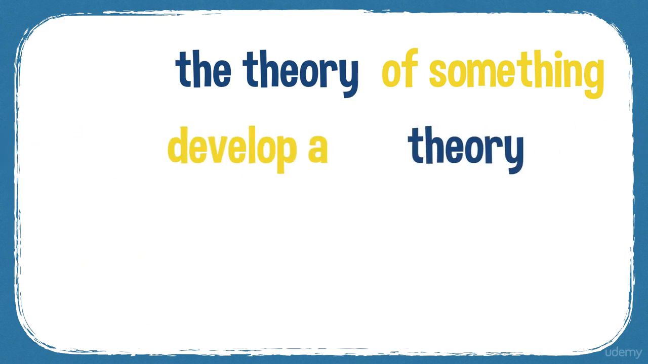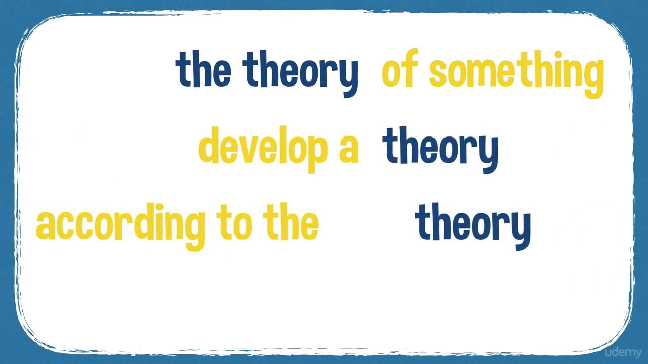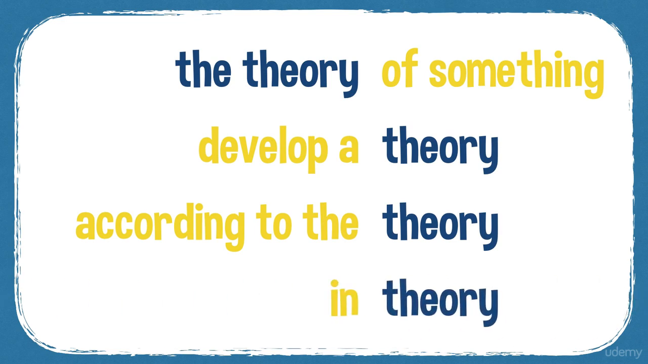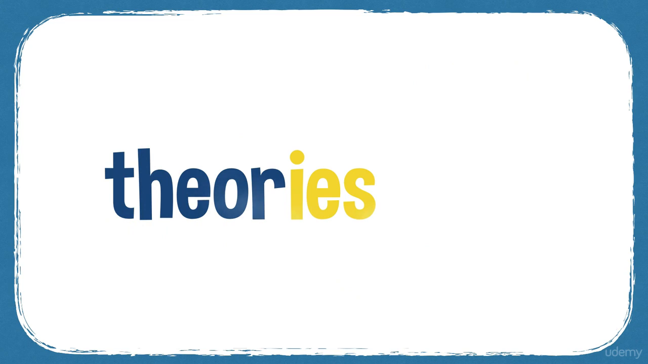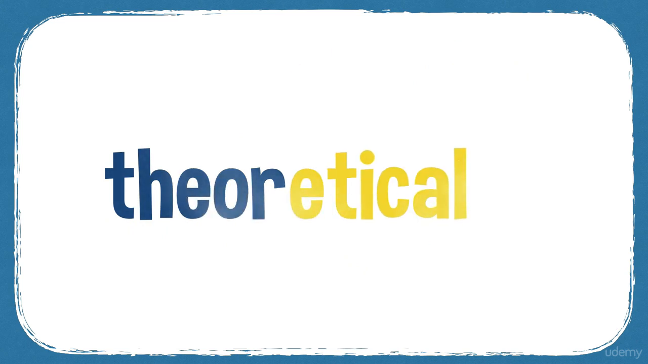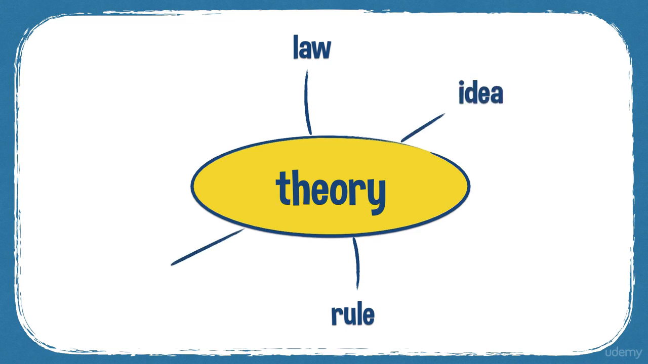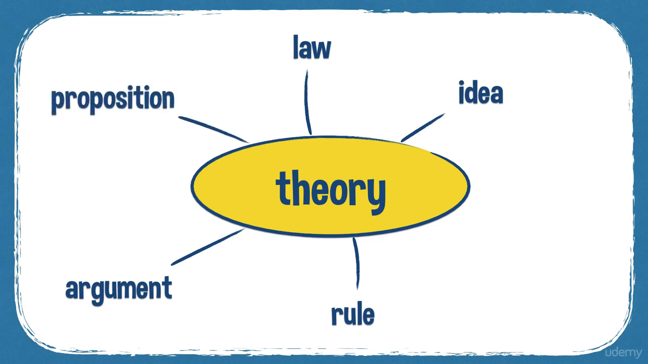We talk about the theory of something. You can develop a theory. And according to the theory of something, and in theory is quite a common fixed phrase. So we talk about theories, and something can be theoretical as well. That's the adjective. So some synonyms. The first two relate to the scientific use of the word: law and rule. But don't forget, it can also mean things like ideas and arguments, propositions, and philosophies in more general use.